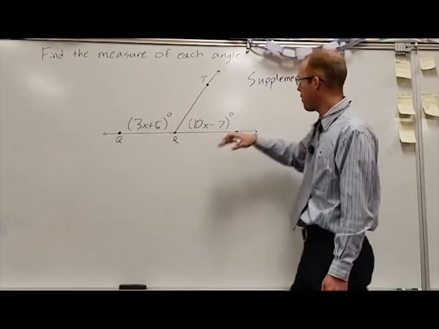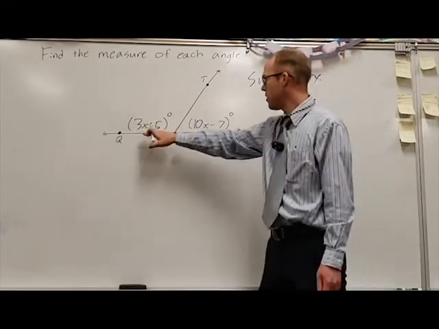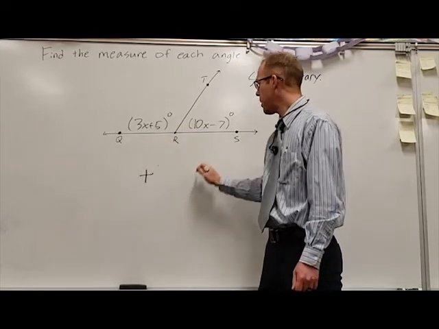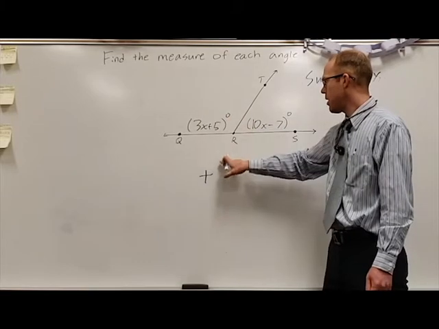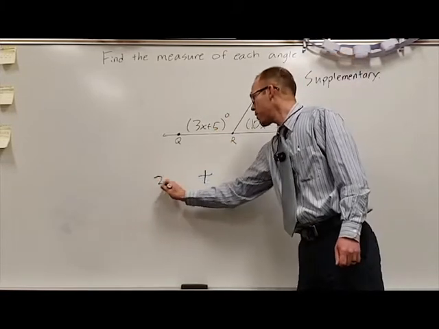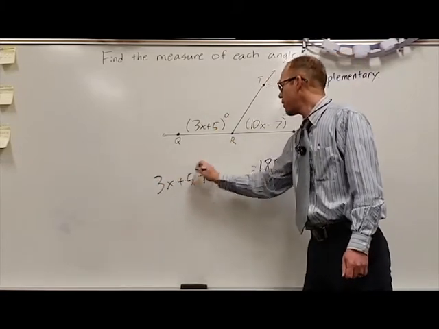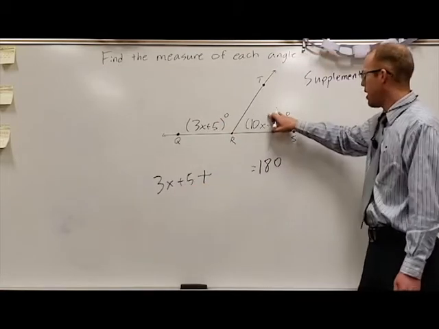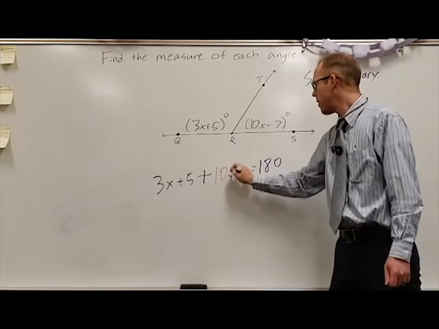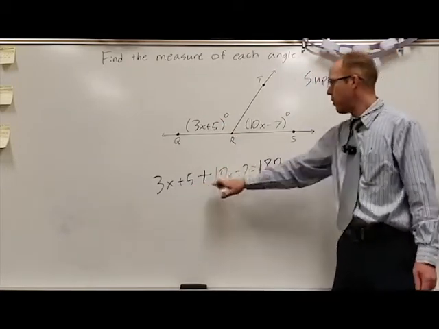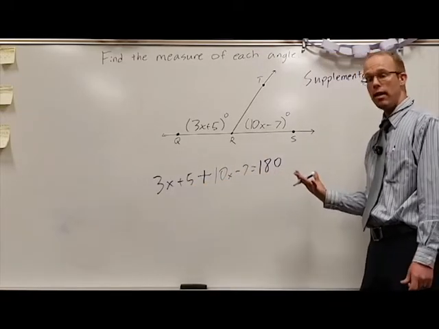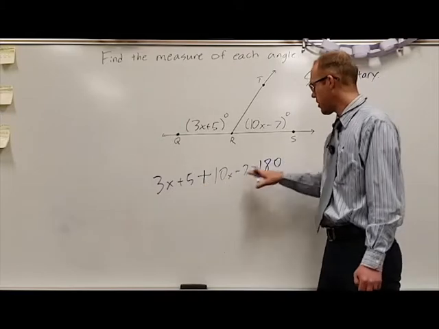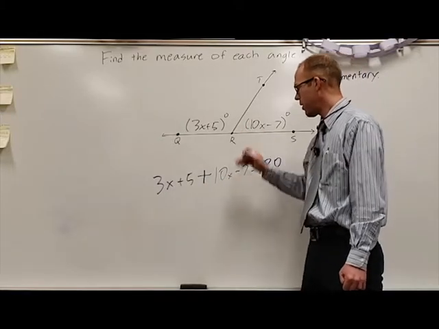So let's set it up first. Supplementary means that these two angles add up to 180 degrees. Now, if I had the numbers, that would be nice, but we don't. We have 3x plus 5 for this angle and 10x minus 7 for this angle. Those two still add up to 180 degrees, even though we don't know what they are yet. So we'll solve this for x, and we'll figure out what the angles are in a second.